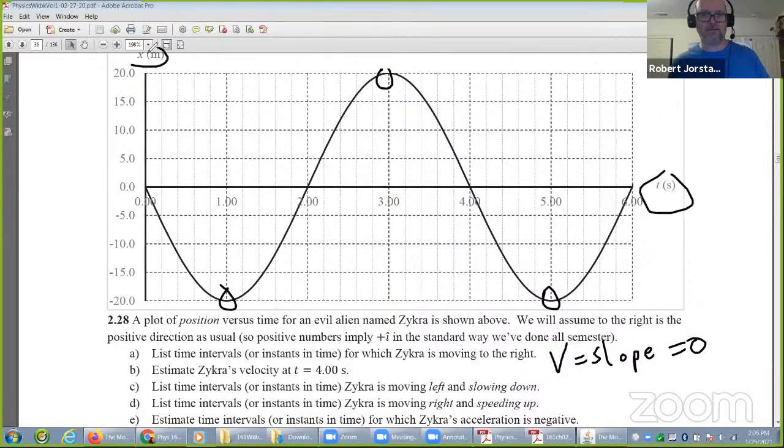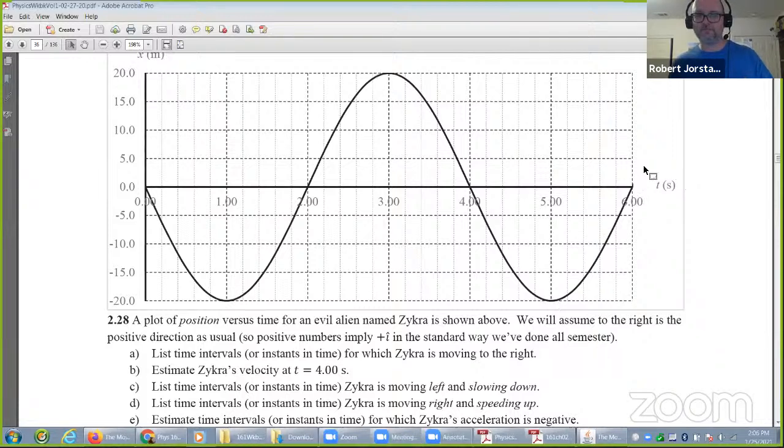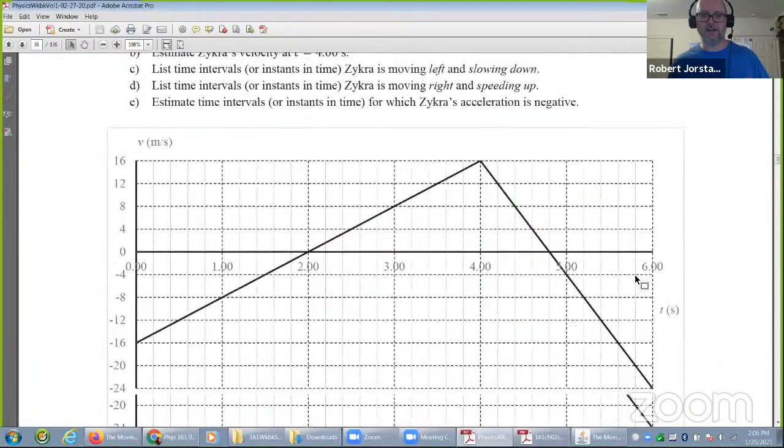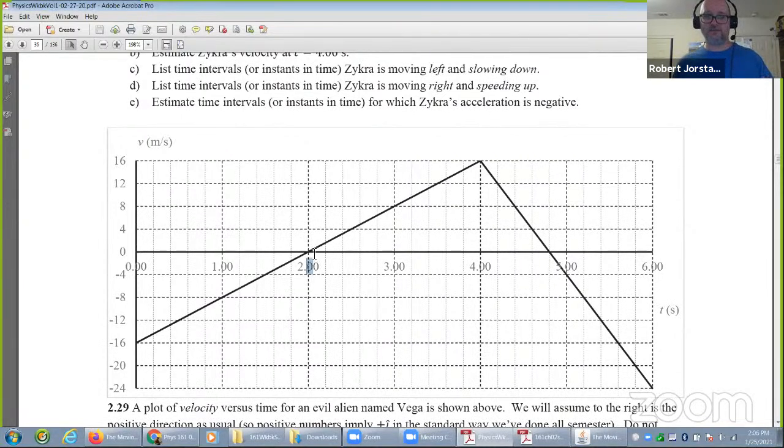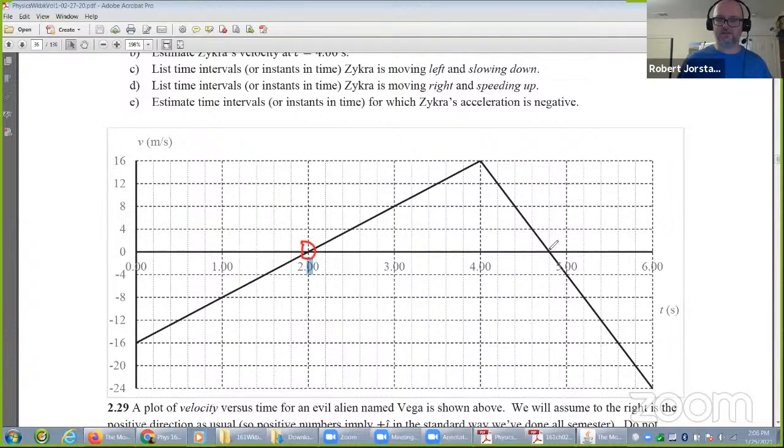Notice the same question requires different interpretations depending on the type of plot. If you have an XT plot, you follow one set of rules. The slope is velocity. If you're doing a VT plot, velocity is just the values, so whenever it crosses the axis. So for this one, right here corresponds to at rest. The slope would be the acceleration, et cetera. All right.